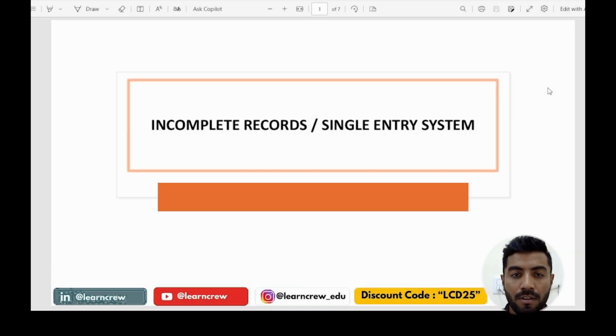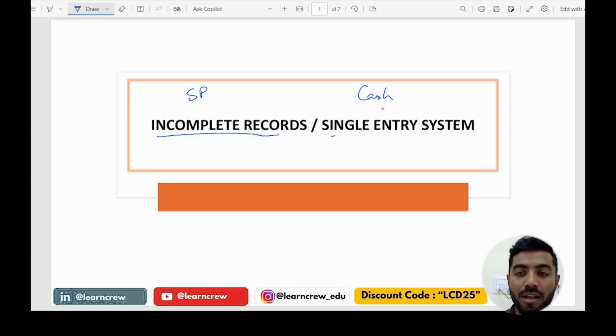Hi all. Today's discussion is going to be about incomplete records or the single entry system. Here, as the name suggests, incomplete records means the books are not completed. This is just an extension of sole proprietorship. Single entry system means wherein only one part of the entry has been booked, the other part is not booked. Basically, the cash entry is booked, the corresponding entry is not.